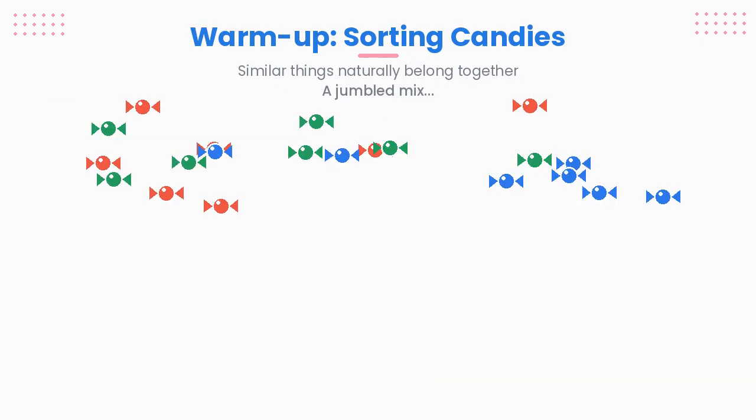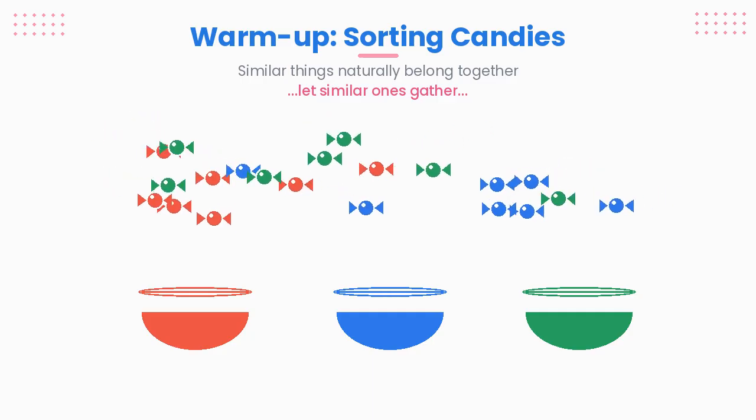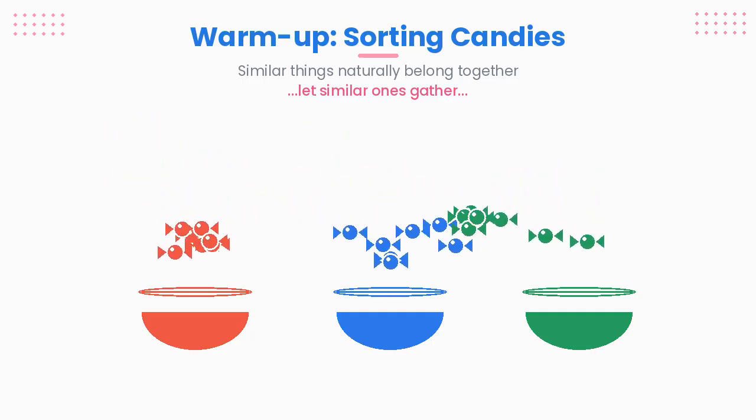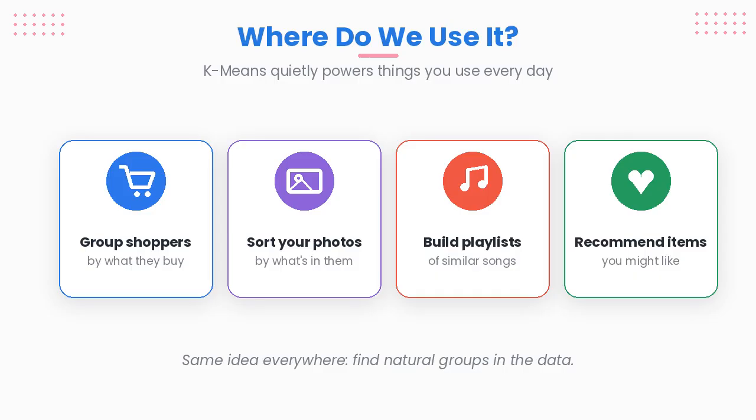Let's warm up by sorting some candies. We start with a jumbled mix all scattered together. Then we let the similar ones gather, reds with reds, blues with blues, greens with greens, until they settle into three neat groups. That's the heart of clustering. Similar things naturally belong together.